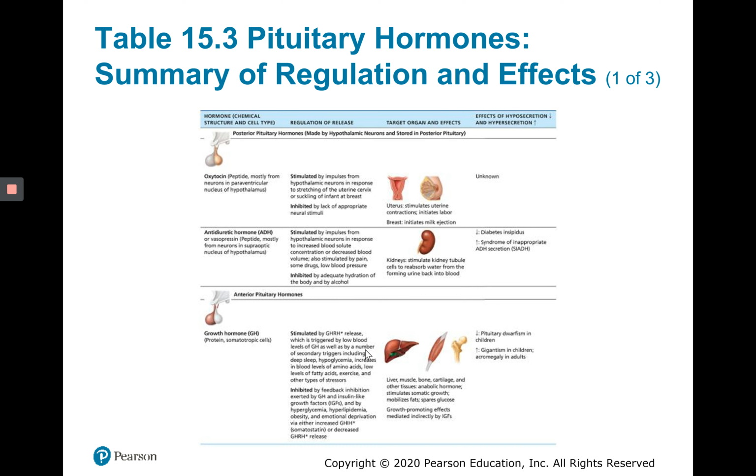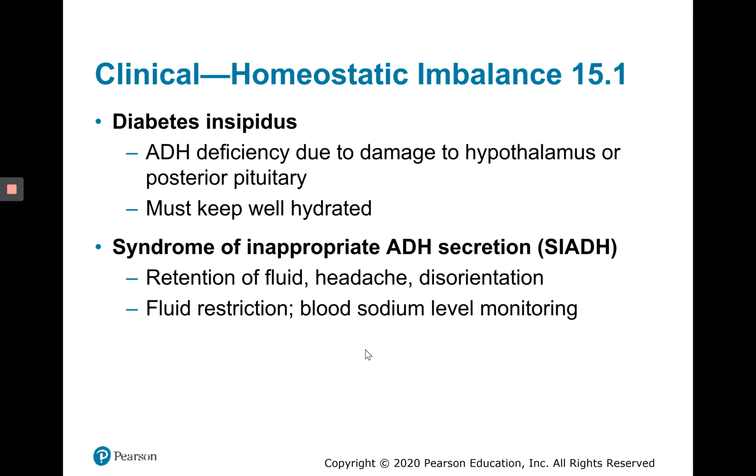Here's just a summary of the pituitary hormones. We've gone through oxytocin and antidiuretic hormone. Make sure to review why they may or may not be released, what would inhibit them, and in general what their target organ and effects are. Next, we're going to move on and look at anterior pituitary hormones. Also, throughout these PowerPoints, we will look at some homeostatic imbalances.